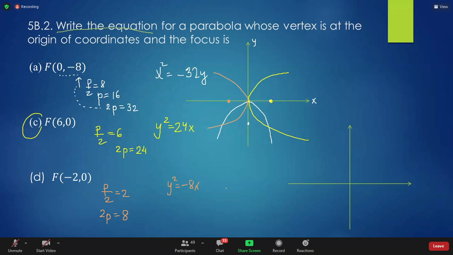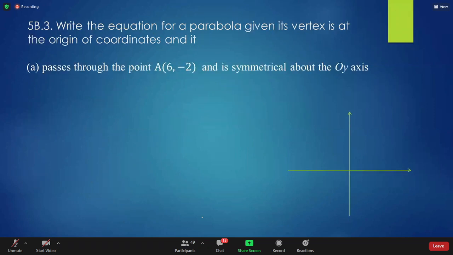Now, next, extra information. In this case, the vertex is at the origin, x and y. And we have 1 point. And symmetrical about the y-axis. This means it will open either up or down. Symmetrical about the y-axis, so it opens either up or down. Passes through the point (6, -2), okay, 6 and minus 2.